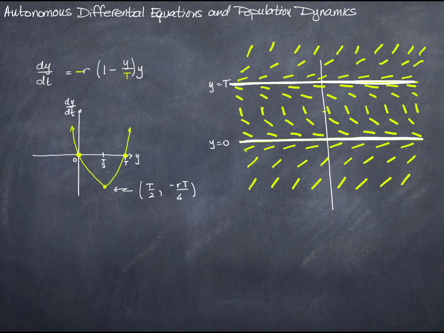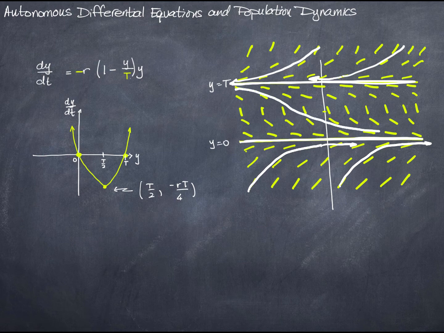Other solutions are either going to start above the equilibrium solution and just go away from it, start well below it and come up to it. So we have an asymptotic behavior there. We have an asymptotic behavior above as well. Or finally, they're going to start near y equals t and approach y equals 0. Okay, that's not the best graph I've ever drawn.